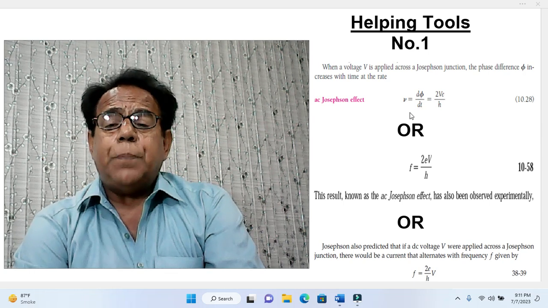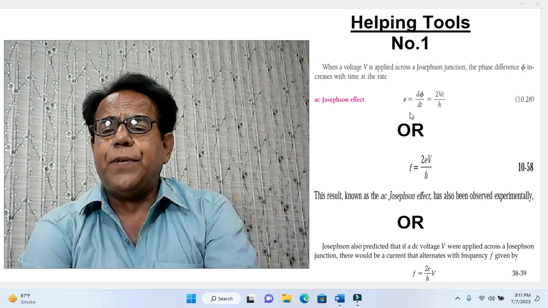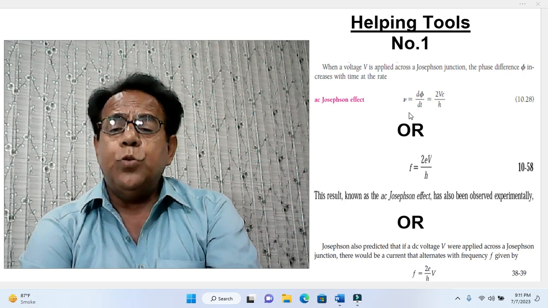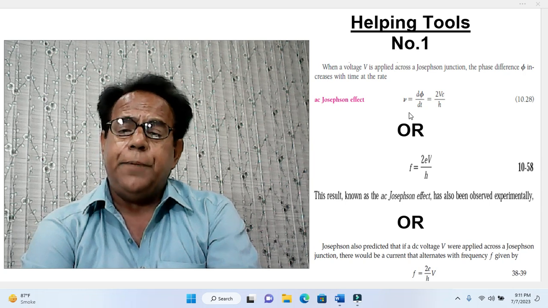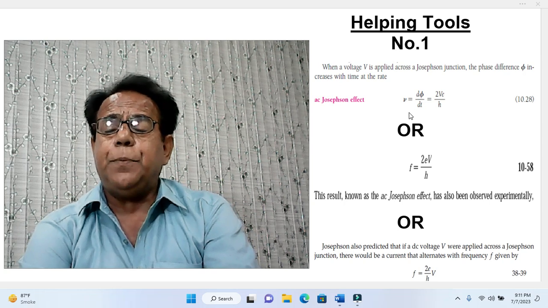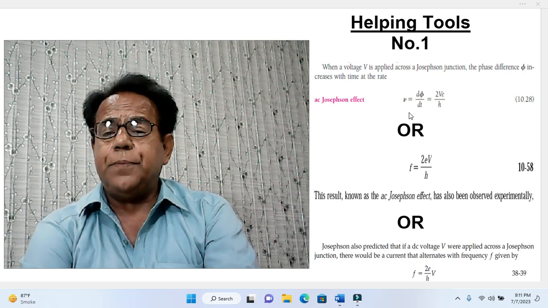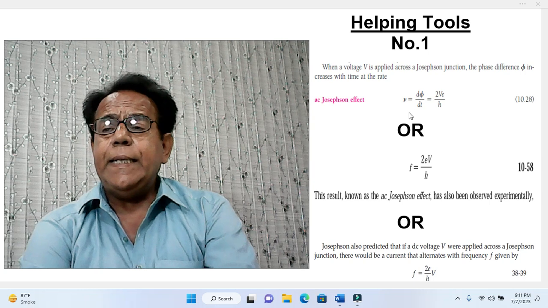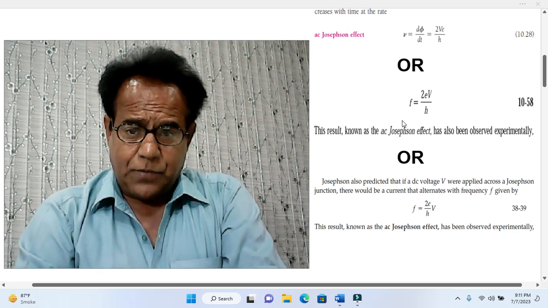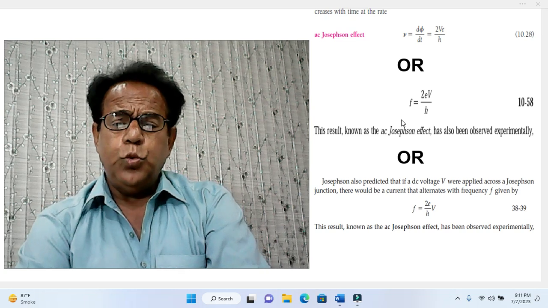When a voltage capital V is applied across a Josephson junction, the phase difference phi increases with time at the rate nu equal to d phi over dt, that is derivative of phi with respect to time. This becomes equal to 2 capital V small e over h, where V is applied voltage, e is elementary charge, and h is Planck's constant. Now we come towards its alternate version, second alternate version. F equal to 2eV over h.